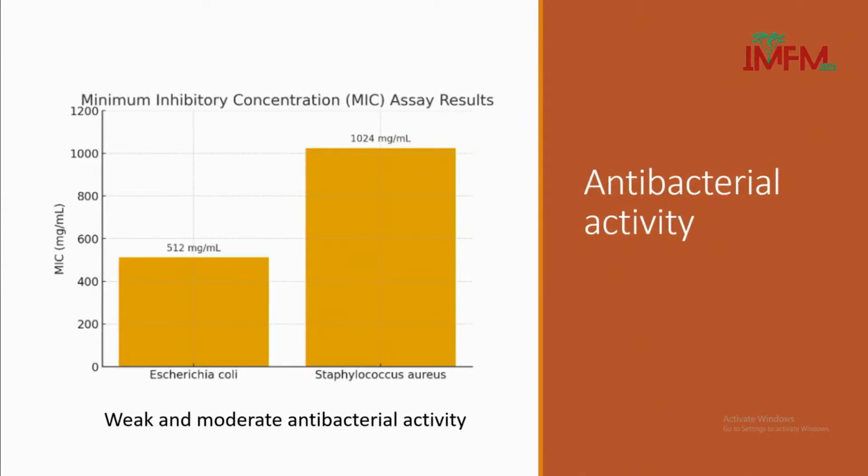These are the results of antibacterial activity. Again, we had Escherichia coli and Staphylococcus aureus, and you can see that the results were quite surprising for us. It was quite weak, or we can say moderate activity, with a minimal inhibitory concentration of about 500 microgram per milliliter in the case of E. coli, and Staphylococcus required even much higher concentrations.